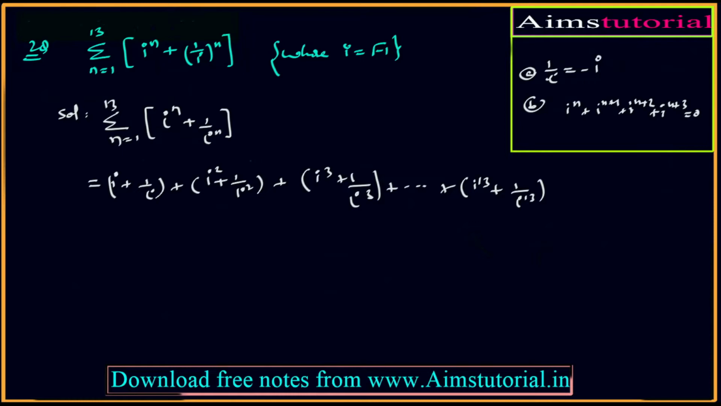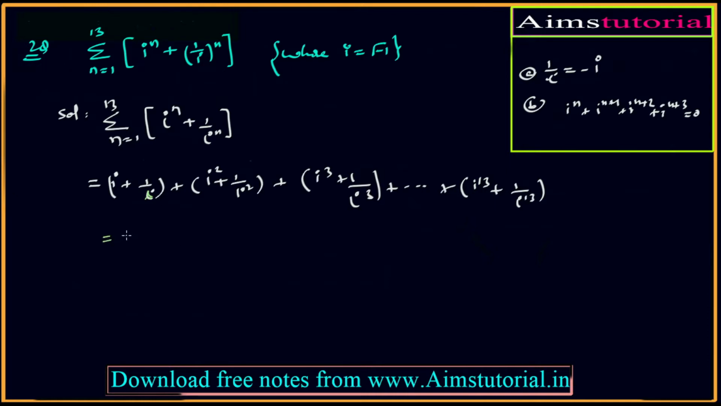The second problem is summation n equals 1 to 13, of i power n plus 1 by i whole power n, where i equals under root minus 1. So if you write this summation, n starts from 1 to 13. If you take n equals 1, i plus 1 by i. If you take n equals 2, i square plus 1 by i square. n equals 3, i cube plus 1 by i whole cube, plus so on. Up to how many terms? 13 terms: i power 13 plus 1 by i power 13.